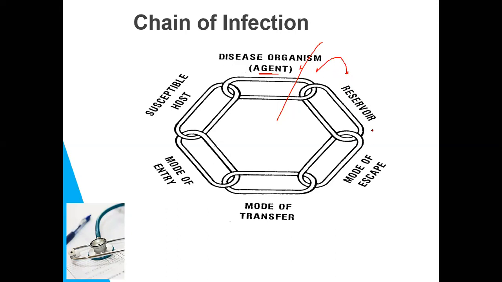طيب, in order to go outside the reservoir, there should be a portal of exit or escape. لازم يخرج من الريزرفوار. And the portal of exit can be a respiratory, can be a GI, can be sexual, or whatever. So we can break down reservoir by killing of the reservoir. إذا كان reservoir عند الانيمال على سبيل المثال في حالات زي البليج reservoir بيكون rodents. لو قتلنا rodents كده احنا كسرنا التشين of plague.